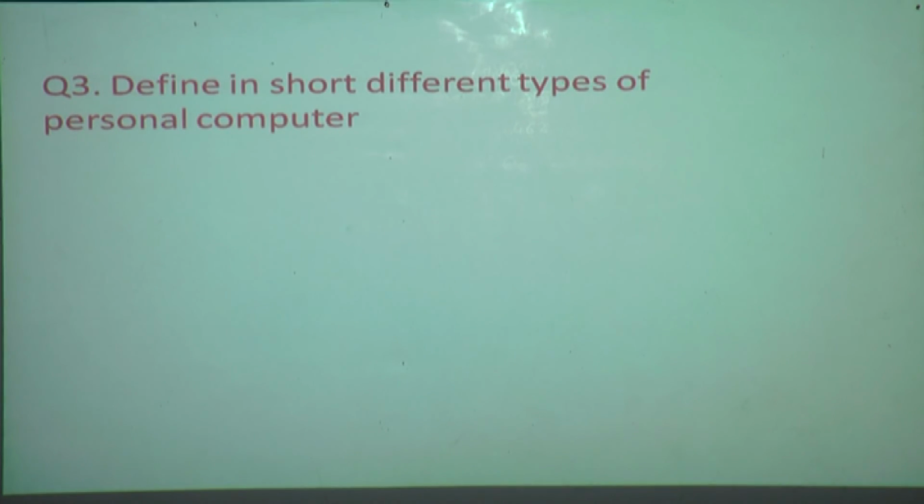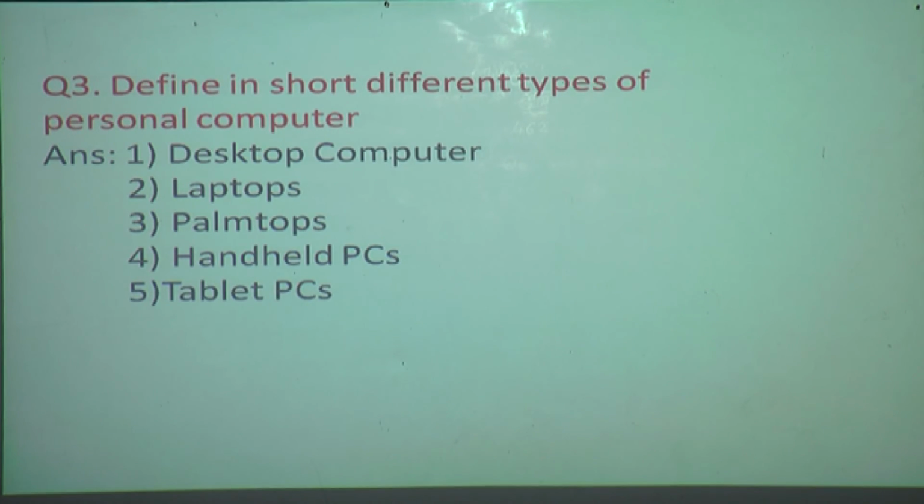Next, question number 3. Define in short different types of personal computer. We have to define the different types of personal computer. Which types of personal computers are there? Anyone can tell? Yes, first one is desktop computer, laptops, handheld and tablet PCs. Desktop computers are what we mostly use at home or offices, and a desktop computer is a personal computer that is designed to be used on a desk or table.